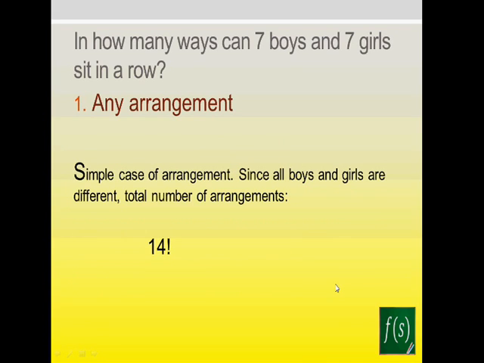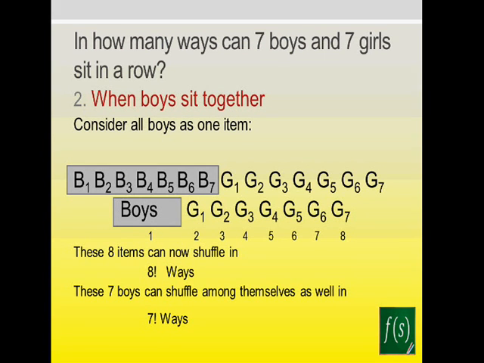So with the first one, when they can sit in any arrangement, you have 7 boys and 7 girls, which makes a total of 14 distinct entities which can sit in any arrangement. So how many ways can they shuffle among themselves? 14 factorial. This is something that I taught you in the very first lecture in permutation and combination basics. So let's move on to the next problem, where you have to make all the boys sit together.